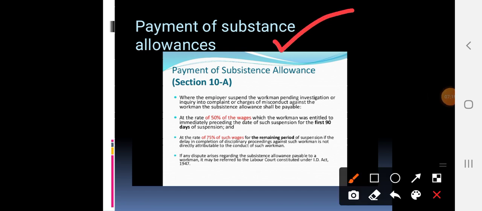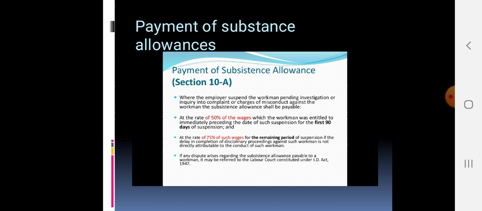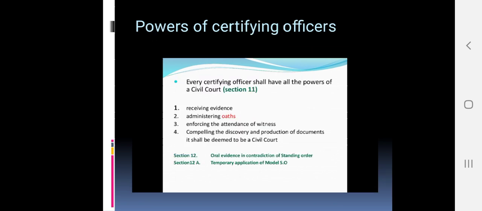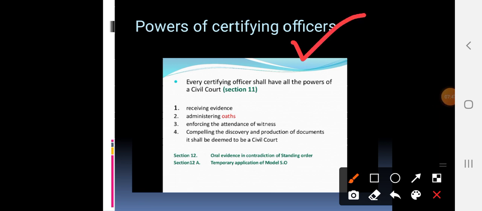Subsistence allowance is something which a workman should get at the time of suspension. Suspension is a kind of penalty for a workman who has done something wrong or committed misconduct, right? Even those employees should get a certain percentage of their wages. That is what subsistence allowance is. Lastly, we have discussed the different powers of certifying officers. In that we discussed receiving evidence, administering oaths, enforcing the attendance of witnesses, and compelling the discovery and production of documents.